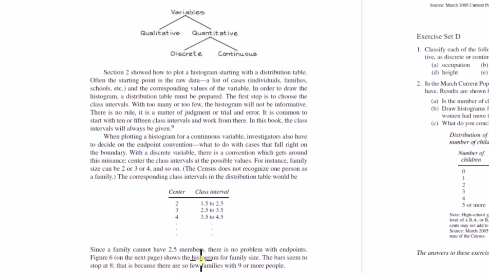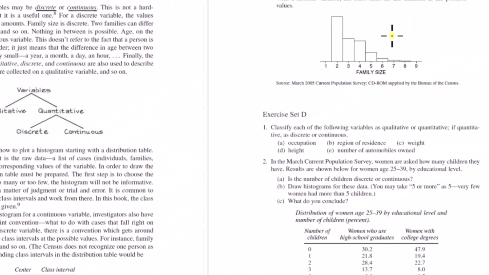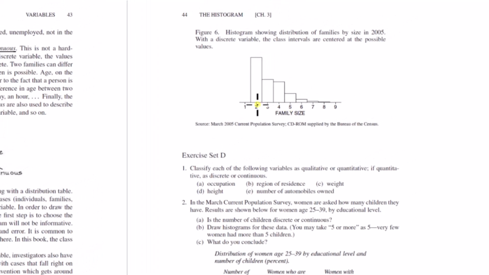Figure 6 shows the histogram for family size. The bars seem to stop at 8. That is because there are so few families with 9 or more people. And so here you go. You can make the histogram have a cleaner look by not putting the endpoints. You just put the center values.